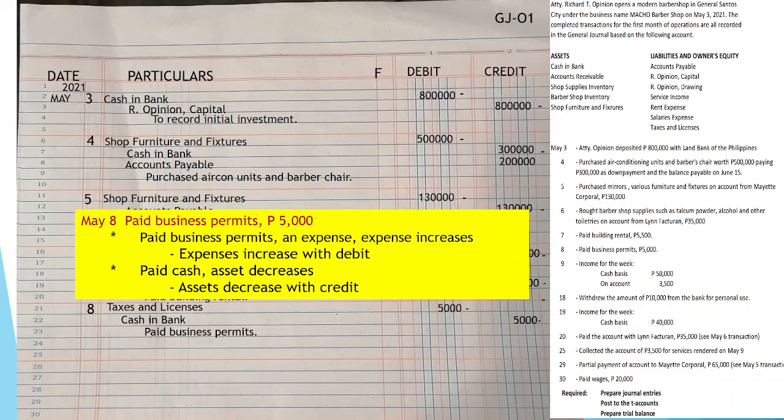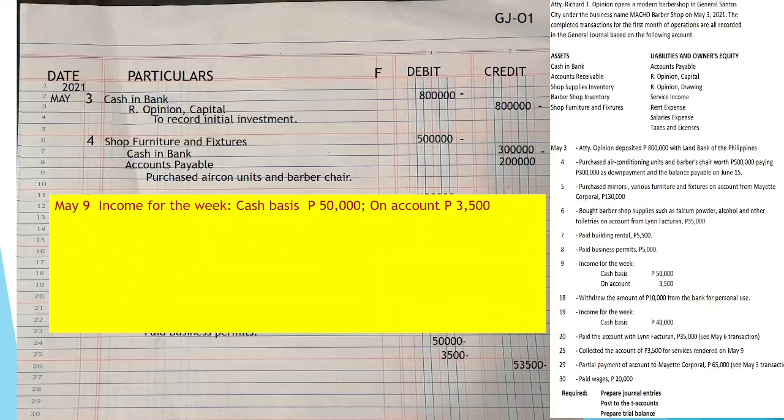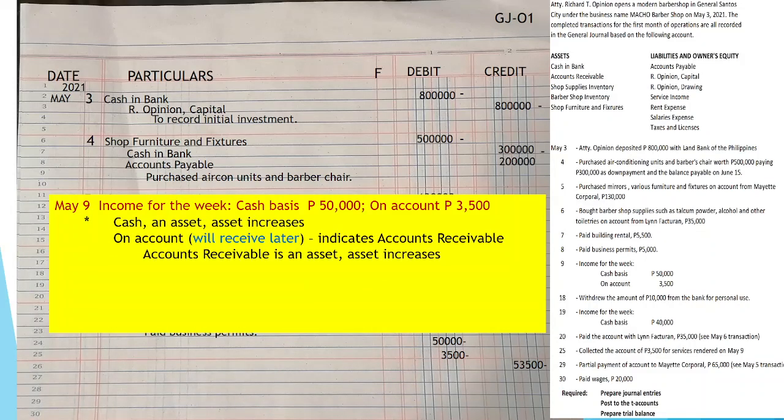Okay, May 9, it is a new transaction. Here we earned an income for the week. We have received cash of 50,000 on account 3,500. Please take note that if you're reading a business transaction that involves an income or revenue, and you have here on account, meaning to say the service or revenue here is on account and it indicates receivable, which means to be collected later. So that is an asset account and we increase it. Therefore, following the rule of debits and credits, to increase an asset, you must debit it. So that is our value received.